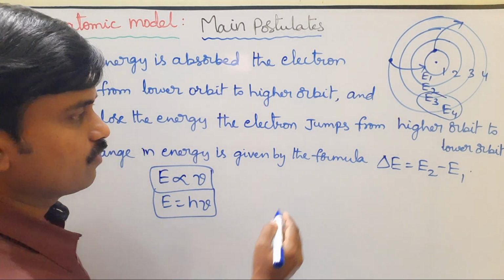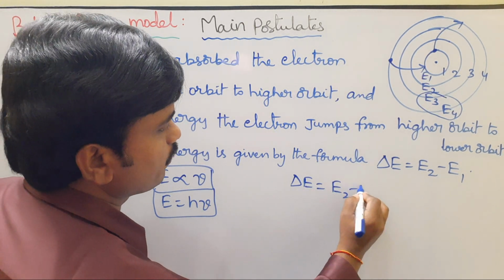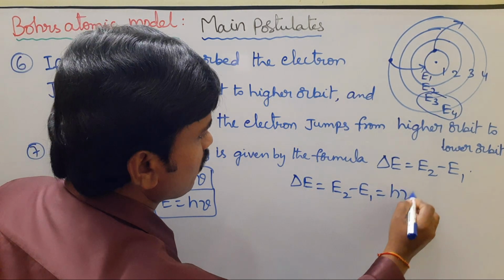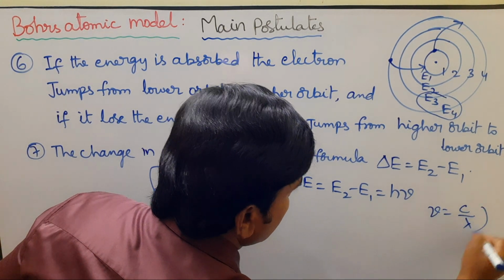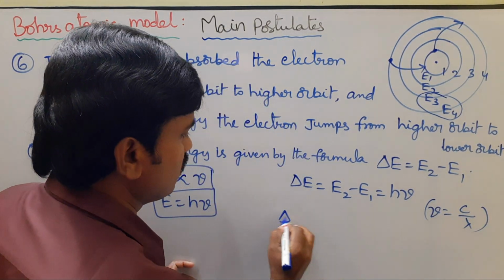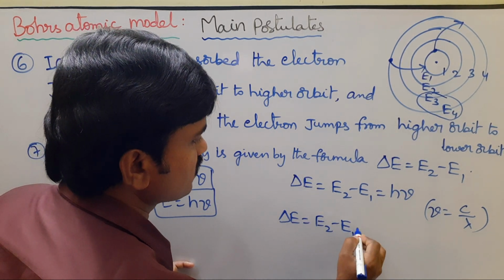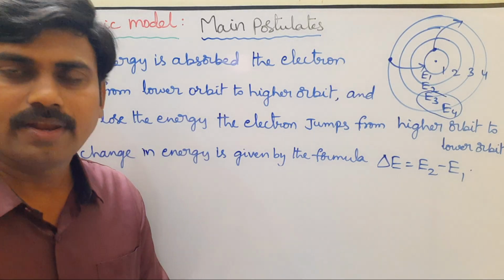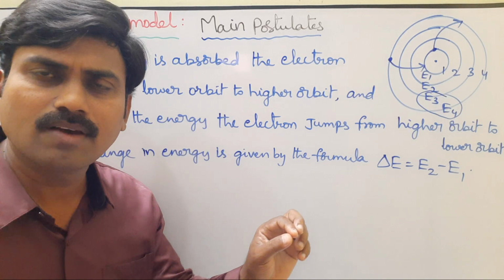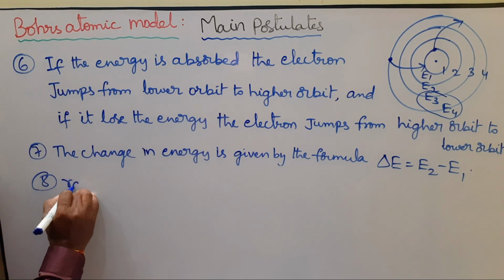So according to Planck's quantum theory, the energy difference between two orbits, delta E is equal to E2 minus E1 is equal to h nu, where we know nu is equal to c by lambda. That's why delta E is equal to E2 minus E1 is equal to hc by lambda.